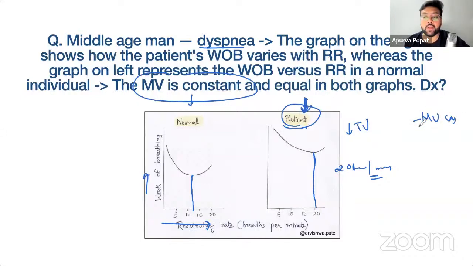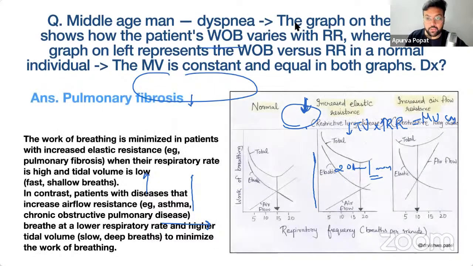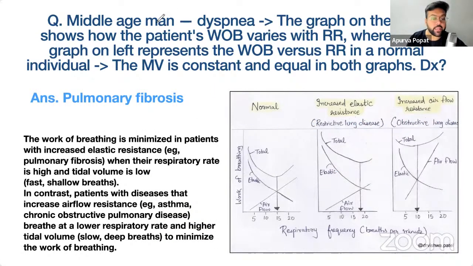So if you want to keep the minute volume constant, you know that you want to breathe shallow in restrictive lung disease, because if you breathe deep, there'll be a lot of recoil of the lung. So you need to keep the tidal volume less in restrictive lung disease. And if you want to keep the tidal volume less, what should you do to the respiratory rate if you want to keep the minute volume constant? Increase. Okay, so this is how restrictive lung disease patients keep their work of breathing minimal. This is an extremely important concept. Okay, so this is, I think, what you were saying, Yashasvi.